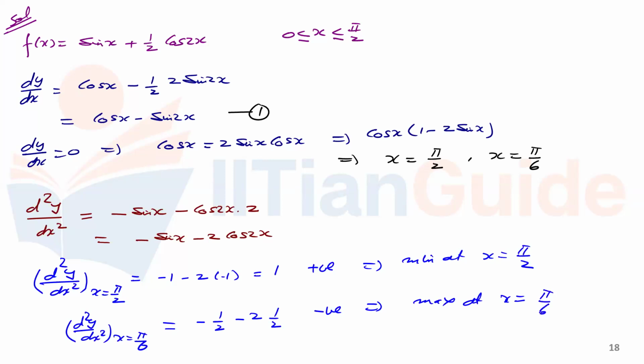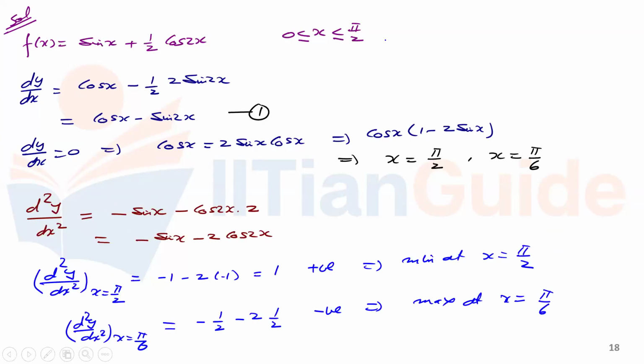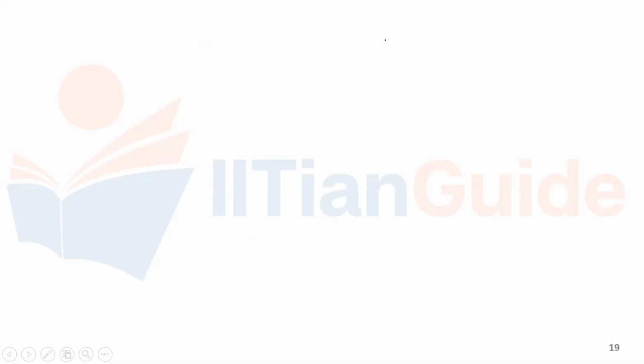They have also asked for the maximum and minimum value. So we can put the value of x and get the maximum and minimum value. I am not doing that. Put x to be pi by 6, get the value, put x to be pi by 2, get the value. Okay. Now let's move to the next question.